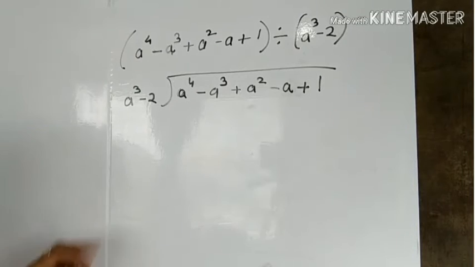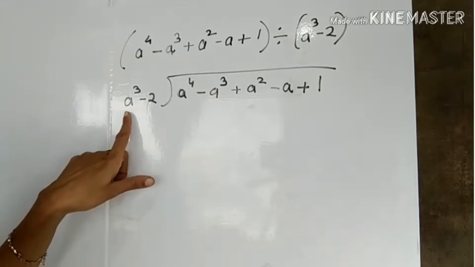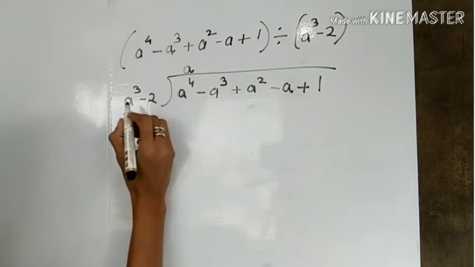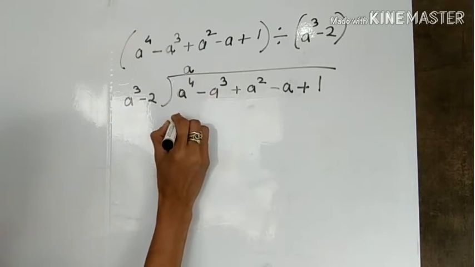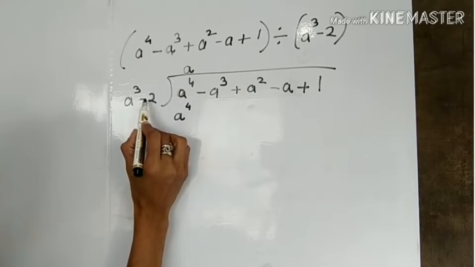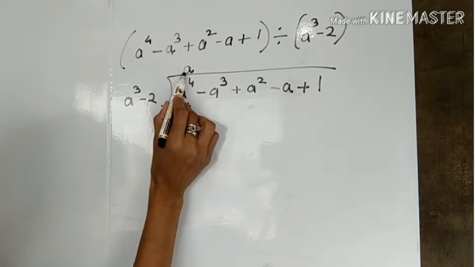Let us start with the first term, that is a raised to 4. You already have a cube, so you need to multiply with a. So a cube into a is going to give us a raised to 4. You also need to multiply the second term. So you get minus 2a.